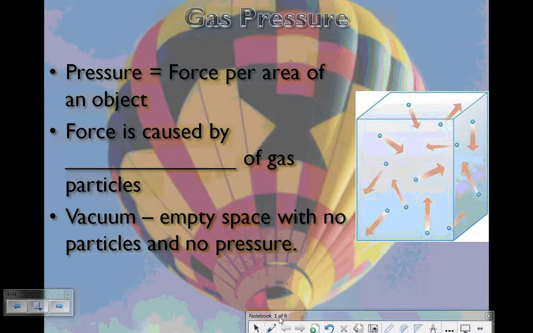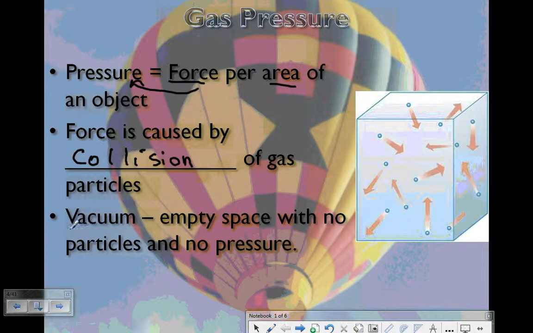And let's get to pressure specifically. If gas particles bump into one another, we don't really notice that. We do notice it though when they collide with some container. So pressure is defined as the force per area of an object. If we put gas inside a container, then it's going to collide with the walls of the container. So this force is caused by the collision of gas particles. The more collisions there are, the greater the force. The greater the force, the greater the pressure.